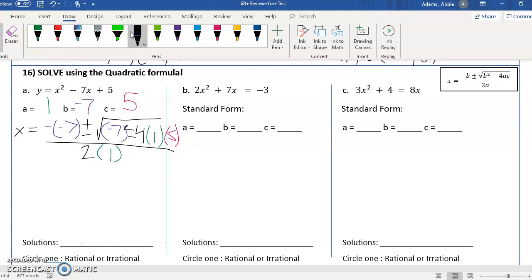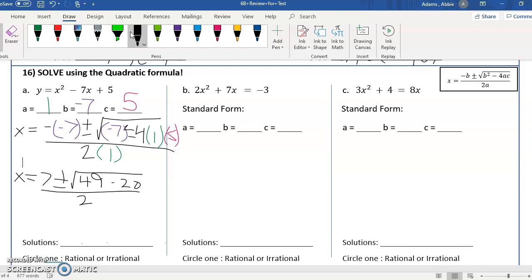So let's do some simplifying here. I have x equals, well, negative 7 is going to be positive 7, plus or minus the square root. Negative 7 squared is going to give me 49. Minus 4 times 1, which is 4, and then 4 times 5 is 20, so that's going to be minus 20, divided by 2 times 1, which is 2.